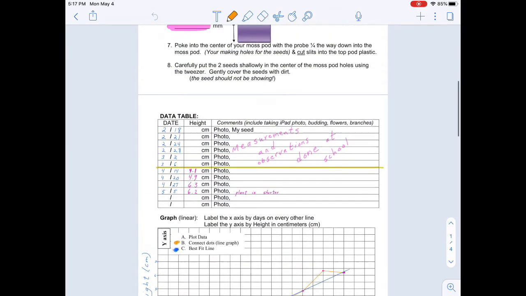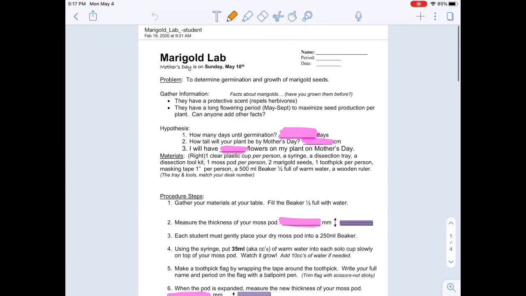Once you've got the full lab report filled out, please make sure that you get that submitted. I believe it is just called Marigold Lab Report, and turn that in to get credit.